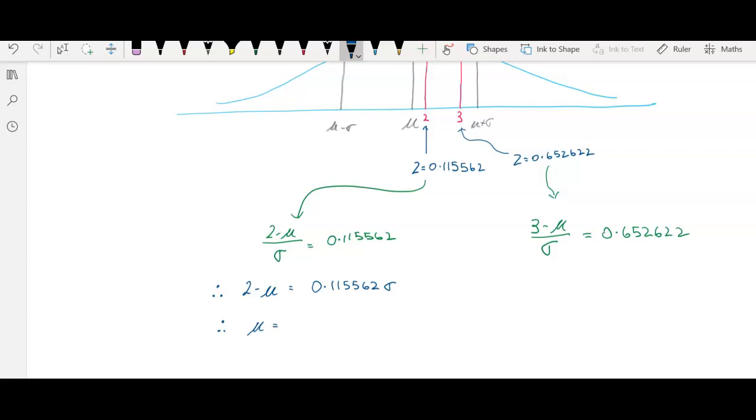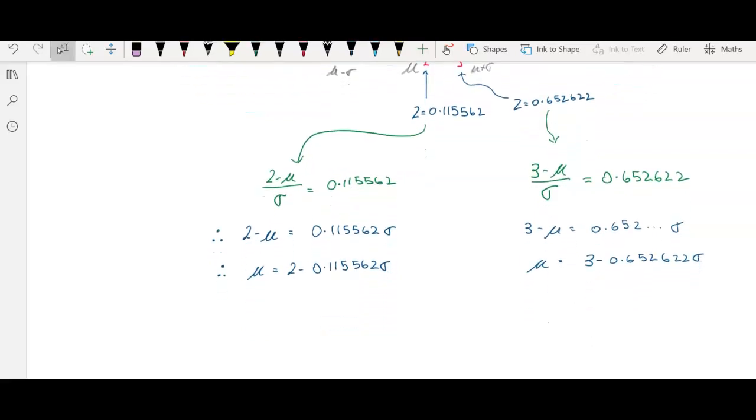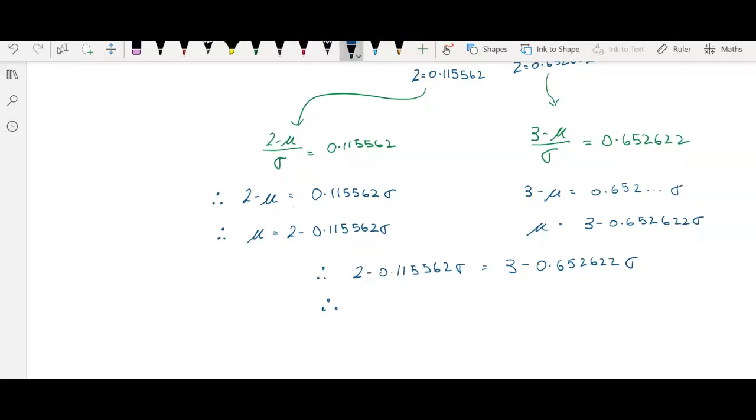So mu here is equal to 2 minus 0.115562 sigma. Over this side, we get 3 minus mu equals 0.652, etc. So mu is equal to 3 minus 0.65262 sigma. There was a sigma on the end of that. There we are. So now what we can say is, therefore, 2 minus 0.115562 sigma is going to be equal to 3 minus 0.65262 sigma. We gather our sigmas on one side. So I'm going to take negative 0.11, add this 0.65, and I'll see what I get.